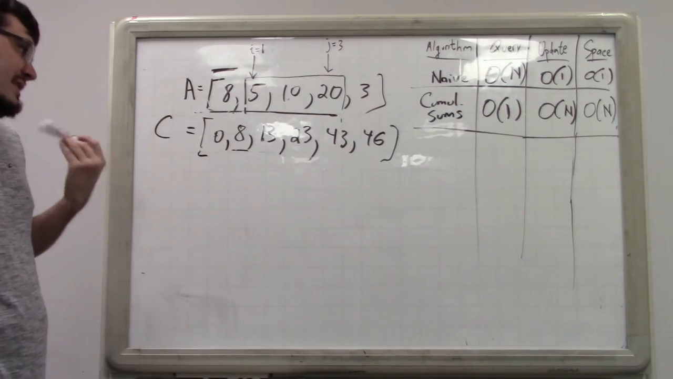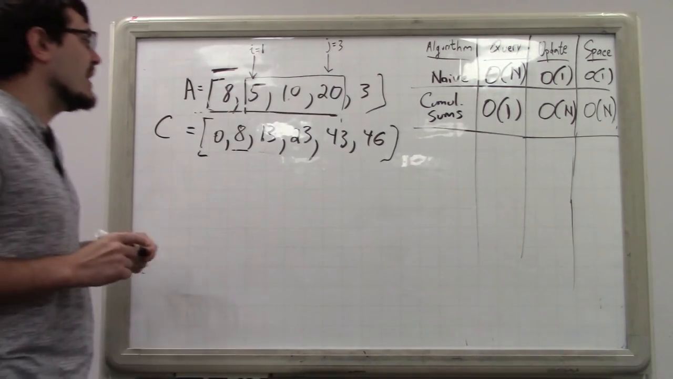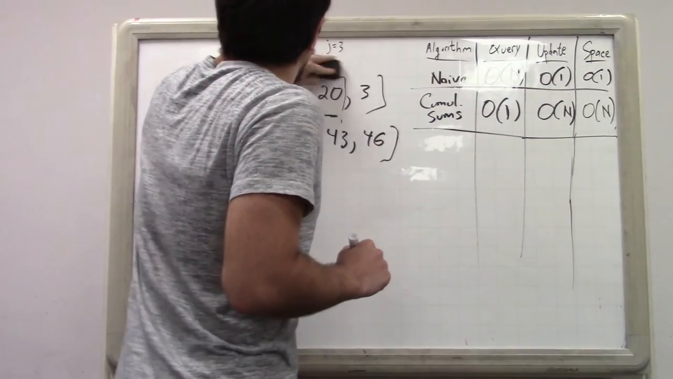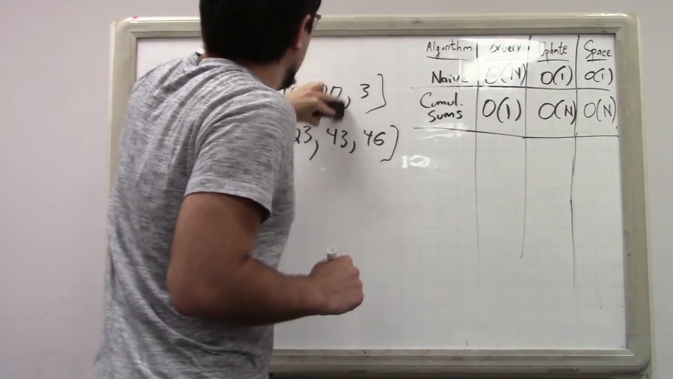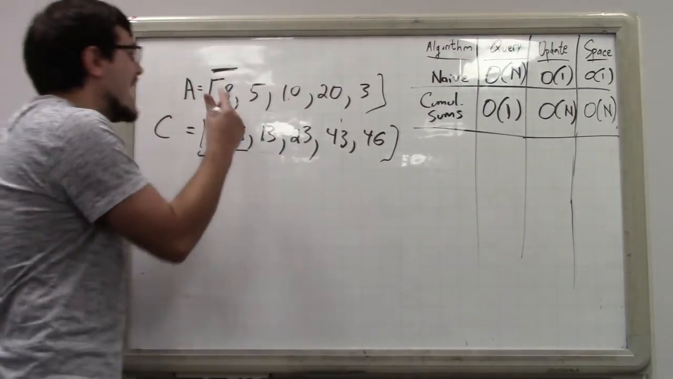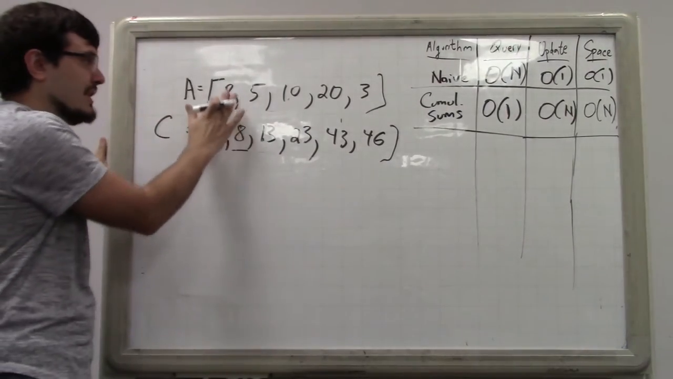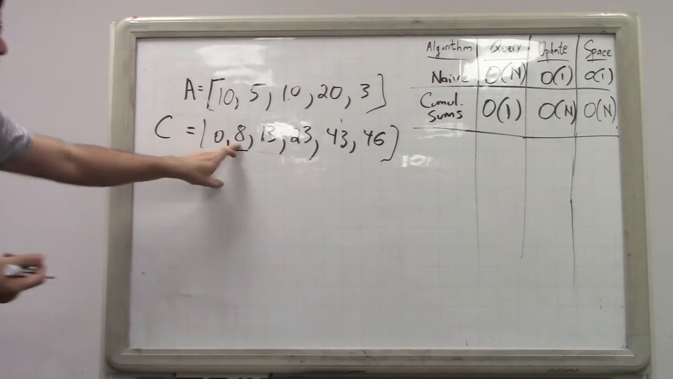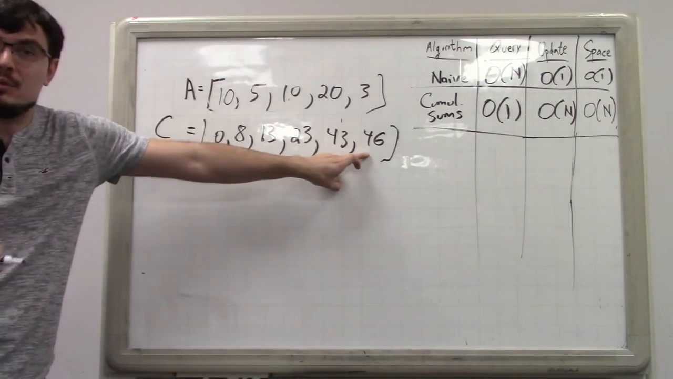The issue is this. Let's say one of your elements changes, right? Let's say you have an update. This is your original array. This is your cumulative array. What happens if I need to change the first element? Like I need to change this to 10. Well, the problem is I will have to update every value, right?